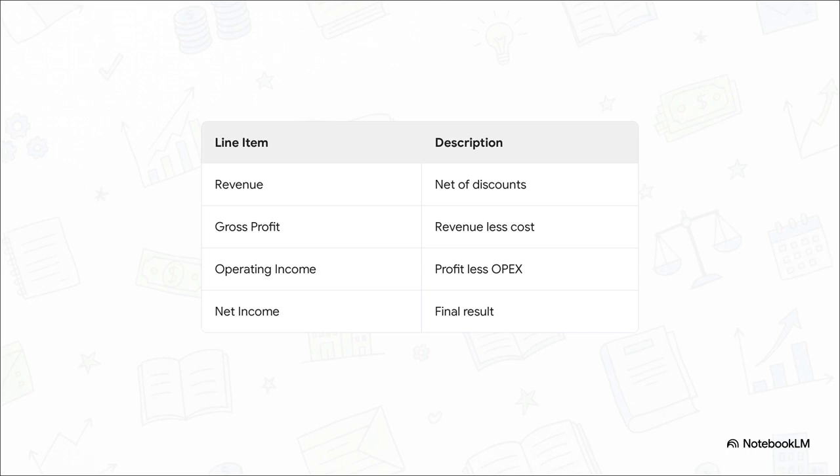We start way up at the top line with revenue, netting out any discounts. Then, we subtract the direct costs to find our gross profit. From there, we deduct our operating expenses, things like R&D and marketing, to get operating income. Finally, after a few more adjustments for taxes and other income, boom, we hit the bottom line, net income. It's this highly structured cascade showing exactly how a dollar of sales turns into a penny of profit.